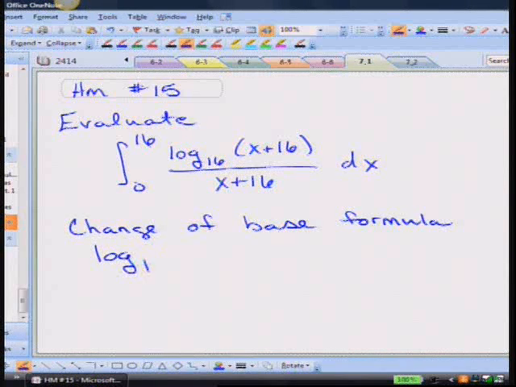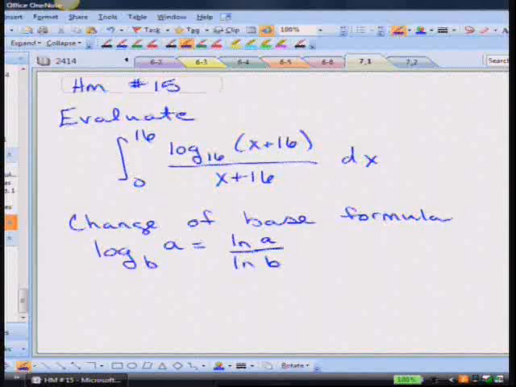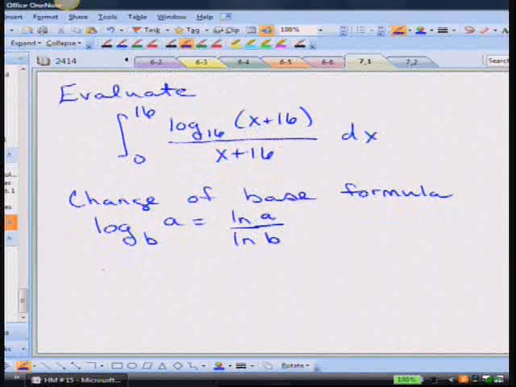Log base b of a is the same as, you can change the base by doing ln of a over ln of b. Or you could use log of a over log of b, meaning base 10, or if you want to be crazy, you could do log base 3 of a over log base 3 of b. So that's just a change of base formula. Maybe that will help us work with this problem.